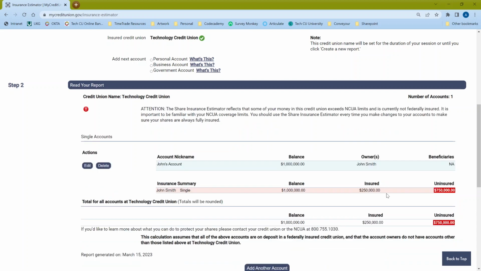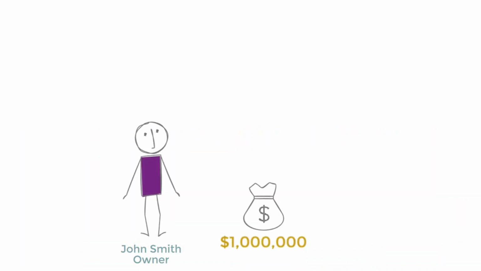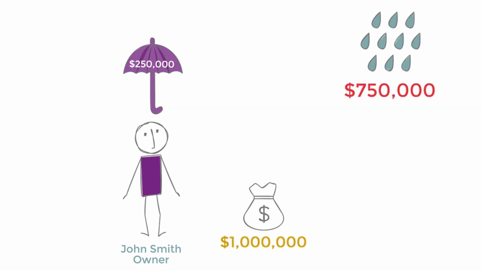Uh-oh, it looks like not all of the funds in John's account are covered. Because of the way John has his account set up, by himself with no beneficiaries, this account is insured for $250,000 only, leaving $750,000 out in the rain. Does that mean he needs to move $750,000 out of the credit union and start depositing elsewhere? Nope. There are some options available to him that will help increase his coverage.